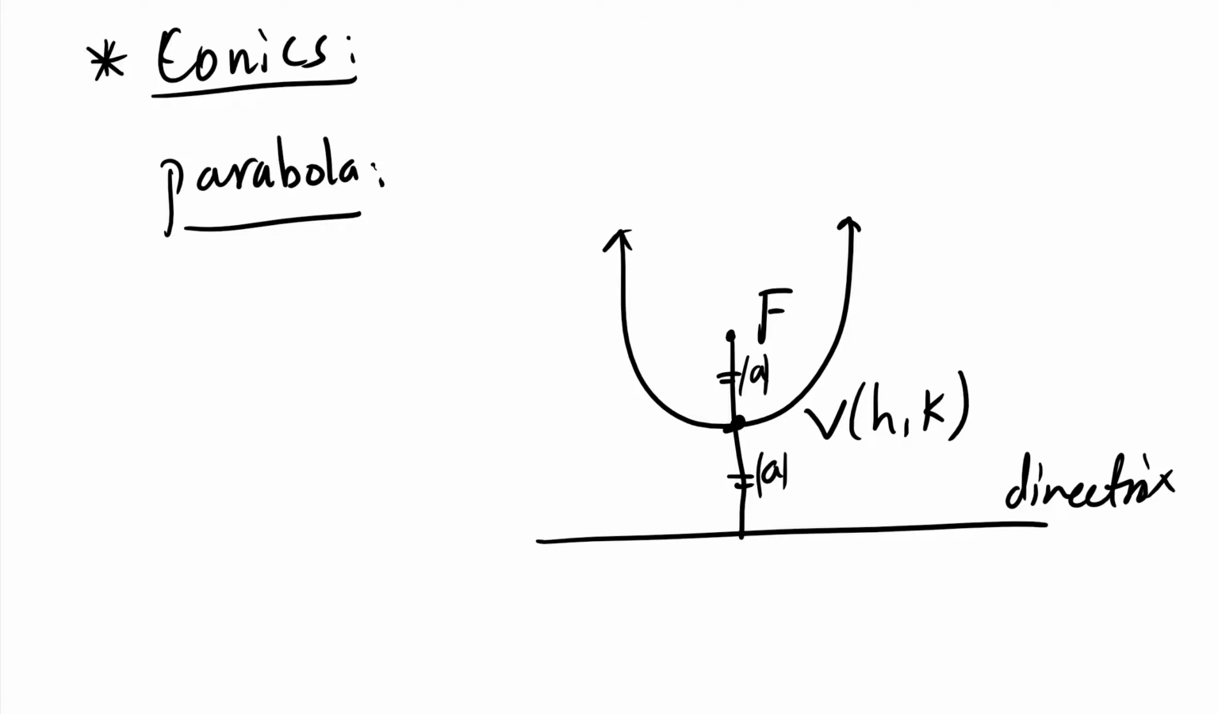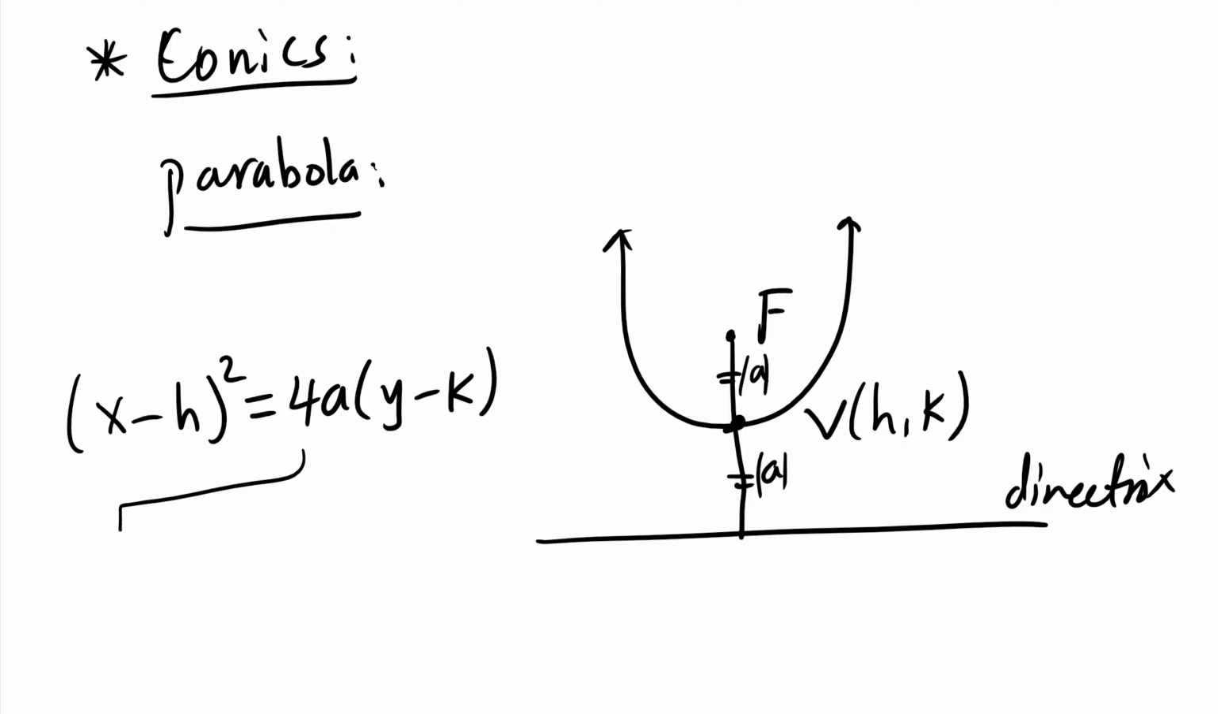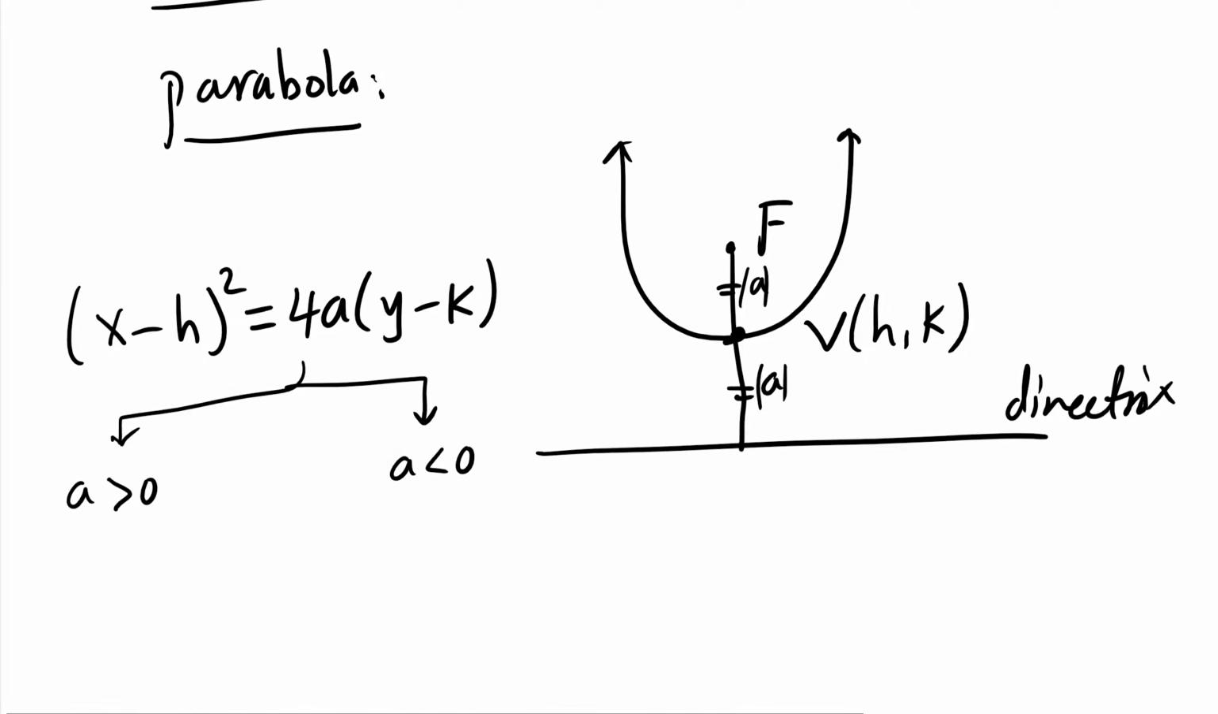There were two different forms of equations. The first one was x minus h squared equals 4a times y minus k. So this depends on a, if a is positive or negative. If a is positive, it opens upward. A negative opens downward.